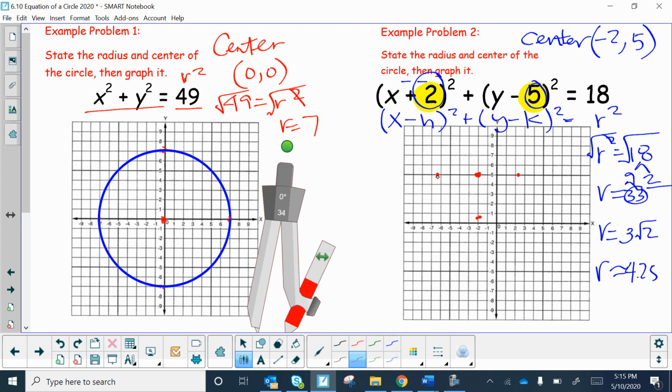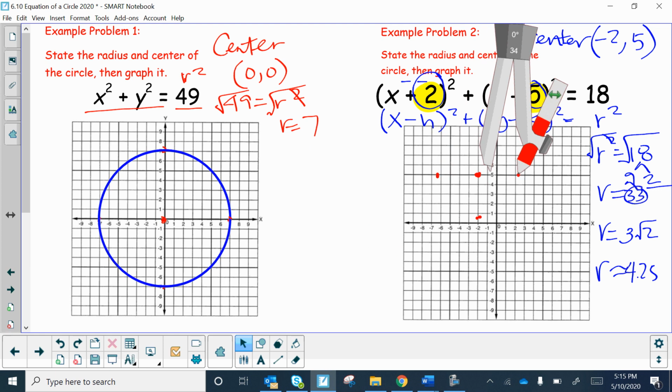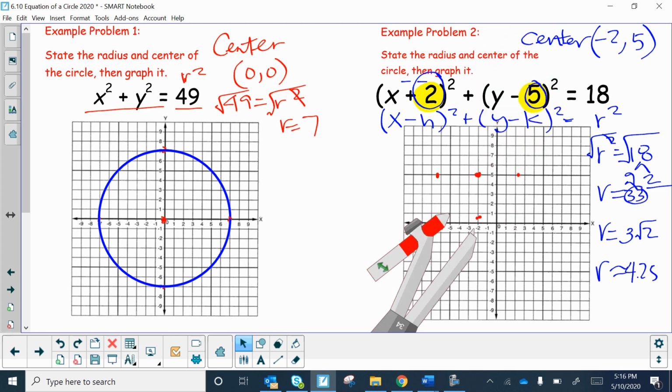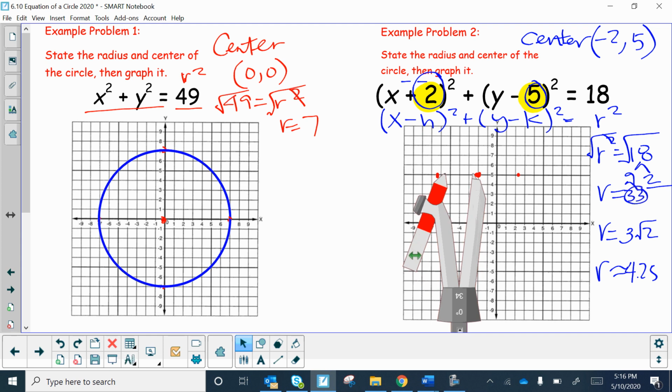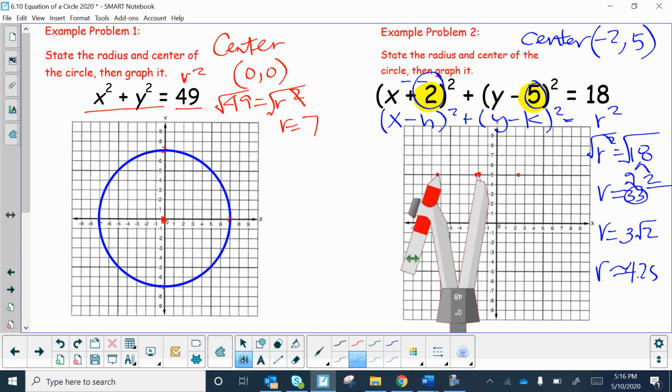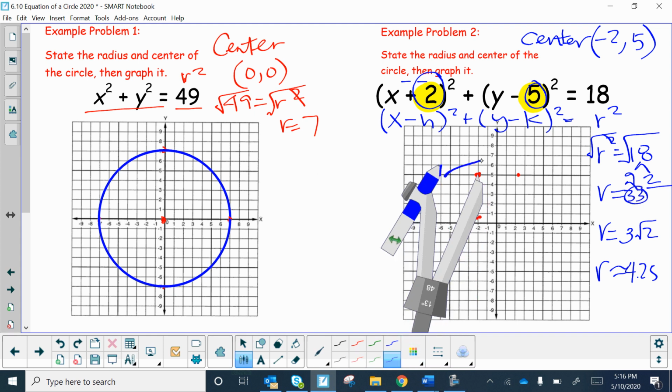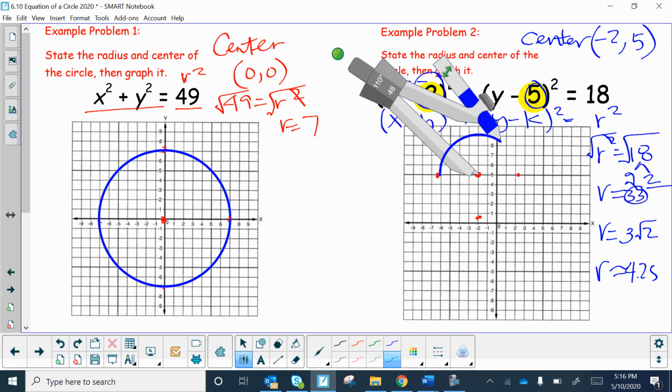Okay. And so now, like I said, I like to use my compass. So I'm going to get my compass. Actually, let's go this way. Okay, and then I'm going to get a different color. Let's get blue. Oopsie. Try it again.